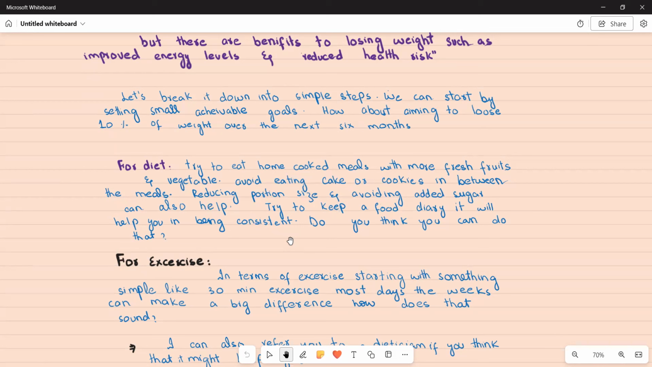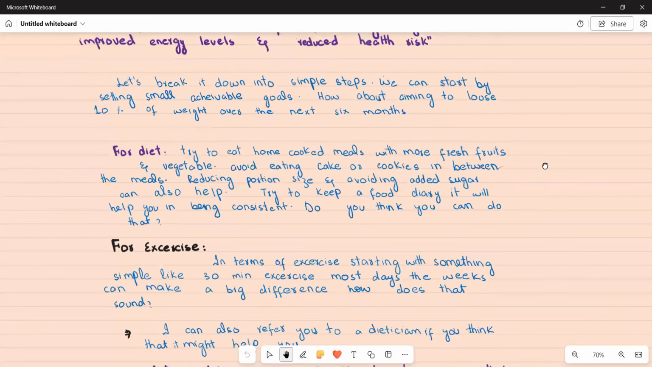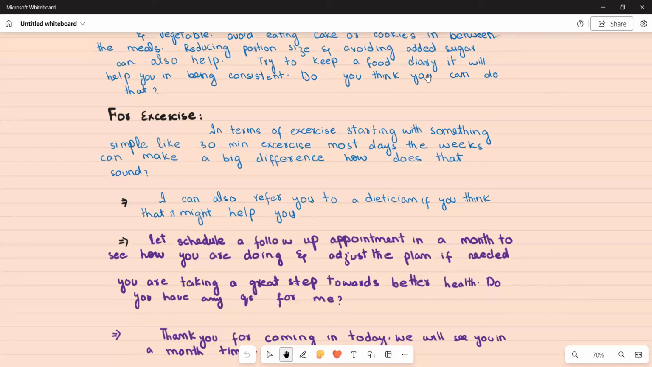We all know that home cooked meals are good. More fresh fruits and vegetables are low calorie as compared to red meat. Cake and cookies and high yield snacks in between the meal can increase our weight. Reducing portion size and avoiding added sugar are also helpful. And then tell them to keep a track of their progress by maintaining a food diary, and ask them, do you think you can do that?